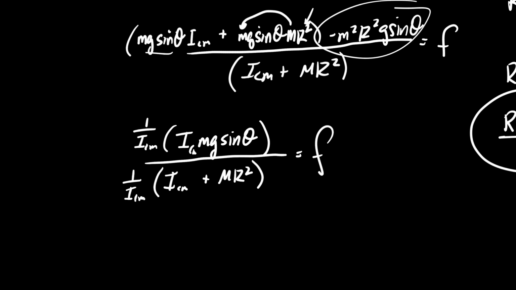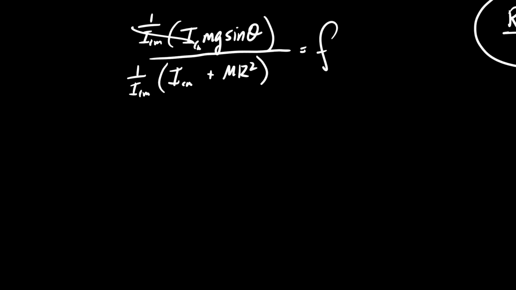Okay, so do you see what I'm doing? I'm multiplying top and bottom of my fraction by 1 over I. Now, am I okay to keep going? You're saying why, but look, it cancels that one out, right? And when I distribute this, I will get mg sine theta in the numerator, and I will get 1 plus mr squared divided by I in the denominator.